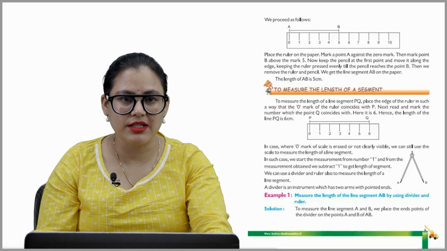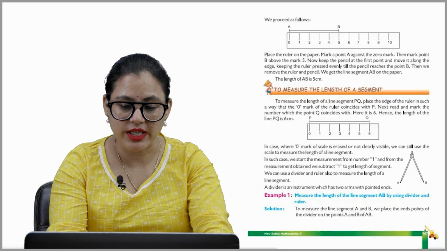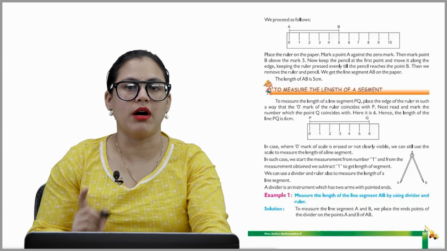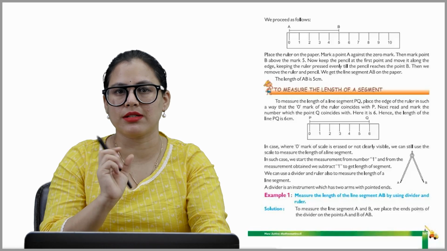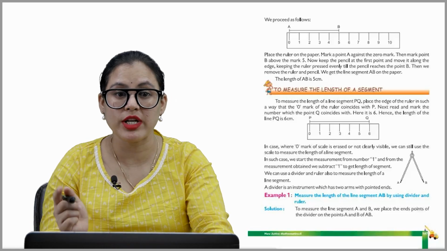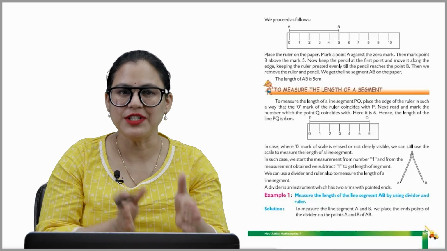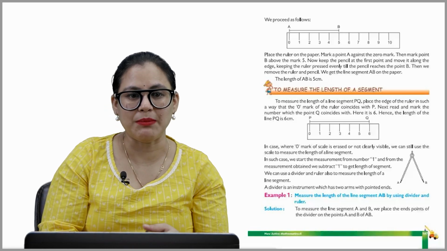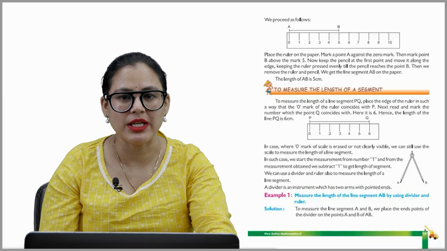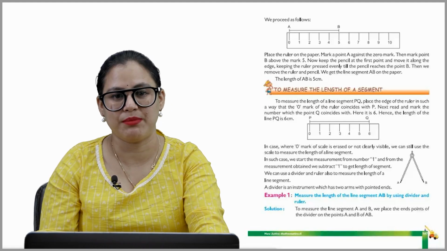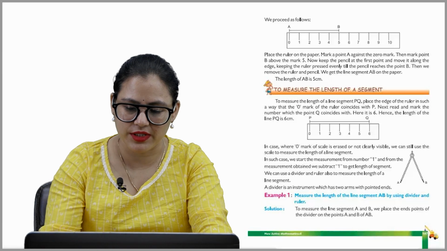We proceed as follows. Place the ruler on the paper, mark a point A against the 0 mark. Remember, whenever we draw a line segment, we always start from 0. Okay, then mark point B above the mark 5. Now keep the pencil at the first point and move it along the edge, keeping the ruler pressed evenly till the pencil reaches the point B. Then we remove the ruler and pencil. We get the line segment AB on the paper and the length of AB is 5 centimeter.